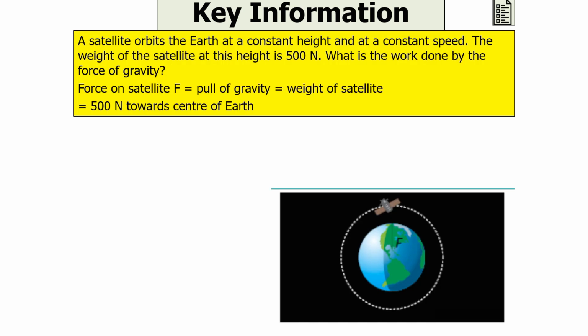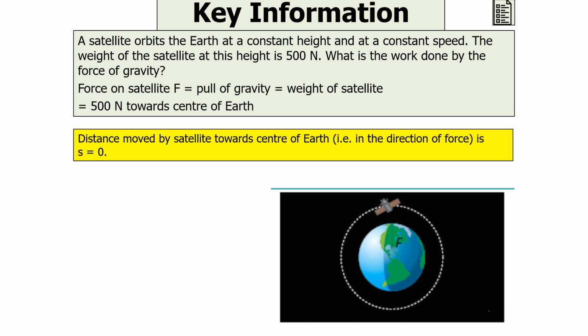Finally, a satellite orbits the Earth at a constant height and at a constant speed. The weight of the satellite at this height is 500 newtons. What is the work done by the force of gravity? Once again, the force on the satellite is the pull of gravity, the weight of the satellite, which is 500 newtons towards the centre of the Earth.